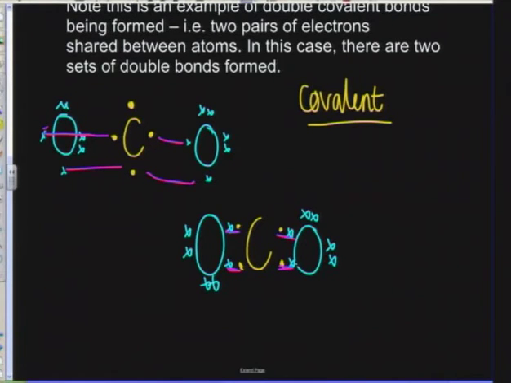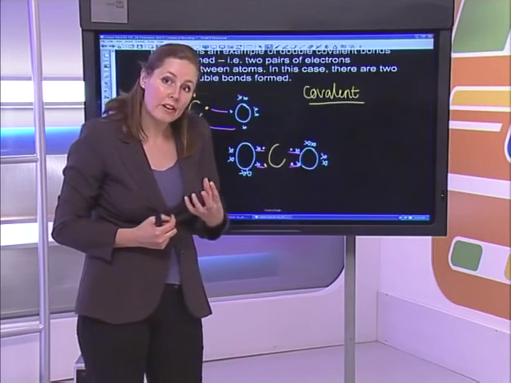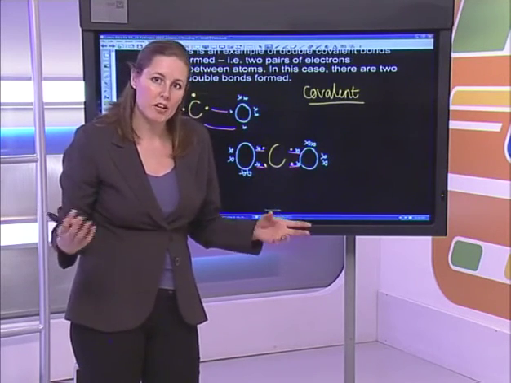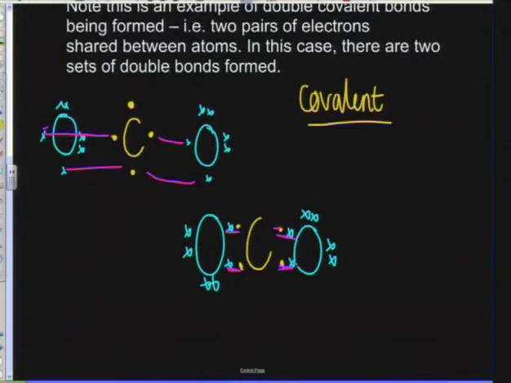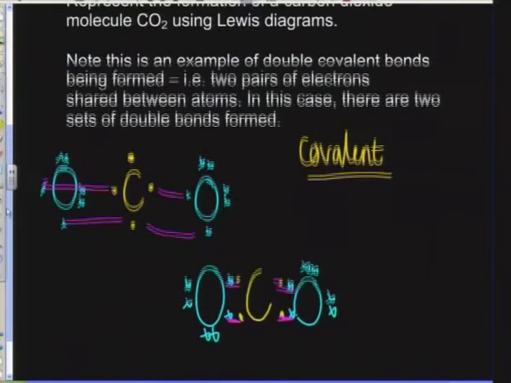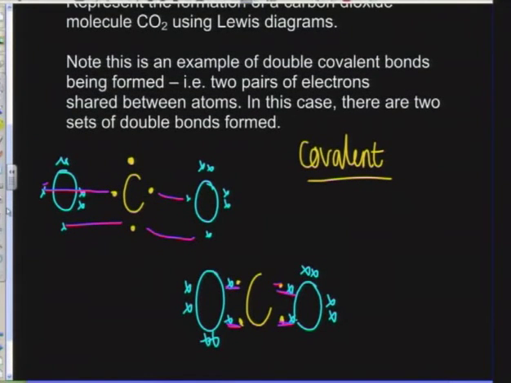Now, because we've got double pairs between those 2 atoms, we're calling them a double covalent bond, because that's a covalent bond and then there's another one. So it's a double covalent bond. But there actually happen to be 2 sets of double covalent bonds, and I've made a note on that for you. This is an example of double covalent bonds being formed where 2 pairs of electrons are shared between atoms. In this case, there's 2 sets, double with the one oxygen and double with the other oxygen.